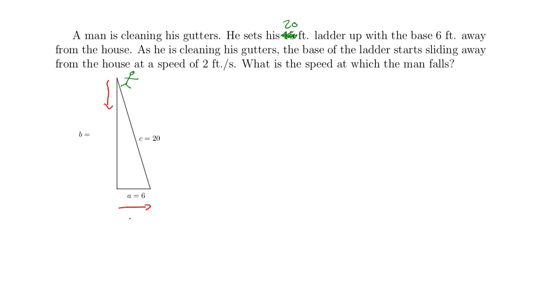What we want to know is if this is sliding away at 2 feet per second, then how fast is the top of the ladder falling, or what's the speed at which the man on top of the ladder is going to fall. What's kind of cool here is that we don't really need to take gravity into effect, because that's built into this bottom sliding part. Gravity is pulling our ladder down and pushing it away from the house at the same time.